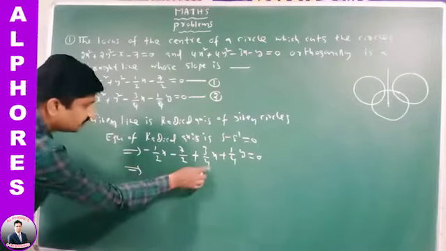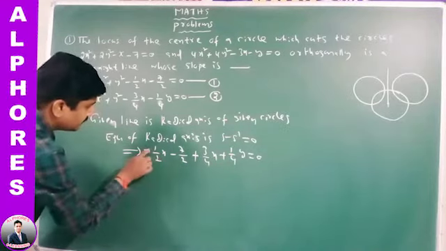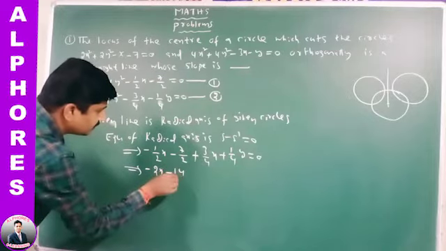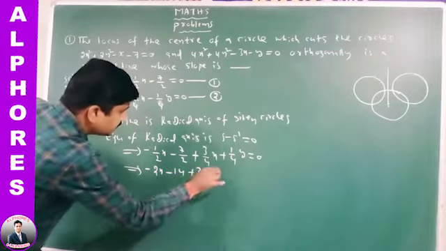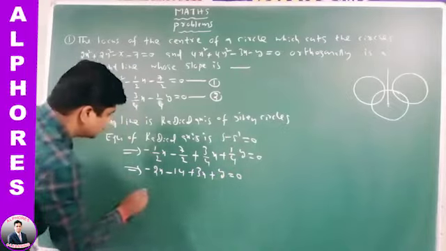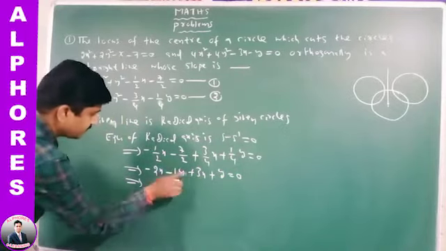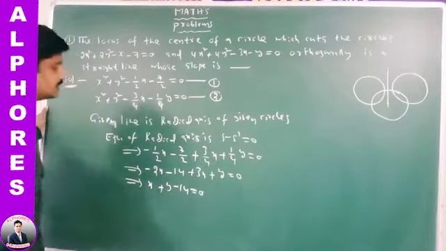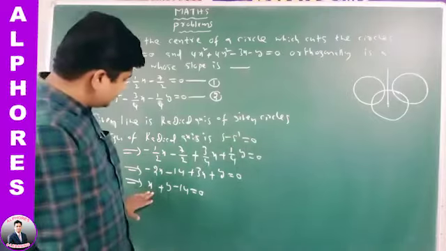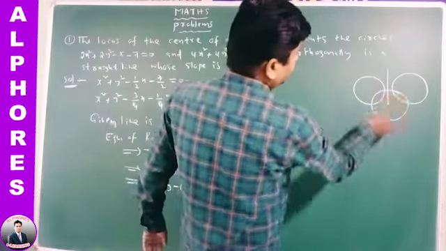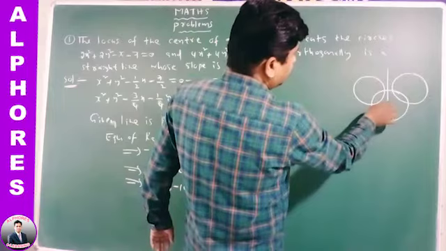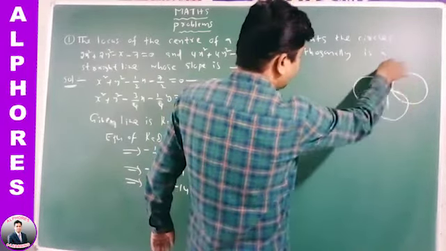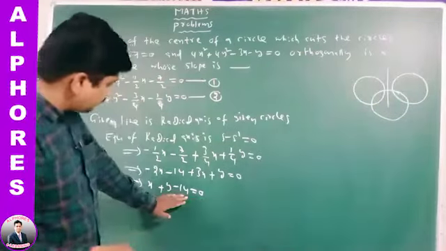Now here LCM 4, therefore minus 2x, 14, plus 3x plus y equal to 0. Next it is 3x minus 2x, x plus y minus 14 equal to 0. Here this is the locus of the center of this circle, which cuts these two circles orthogonally. The equation of this line is x plus y minus 14 equal to 0.